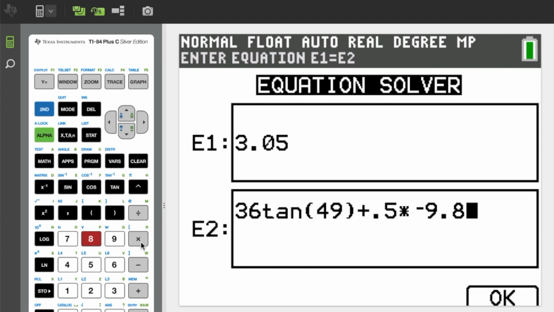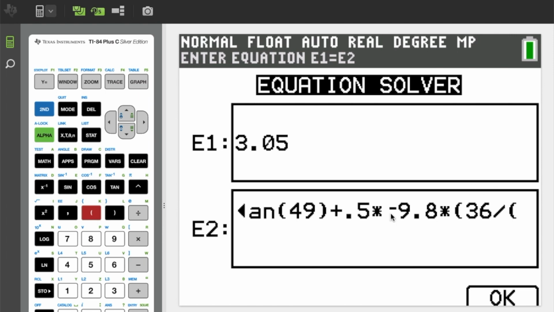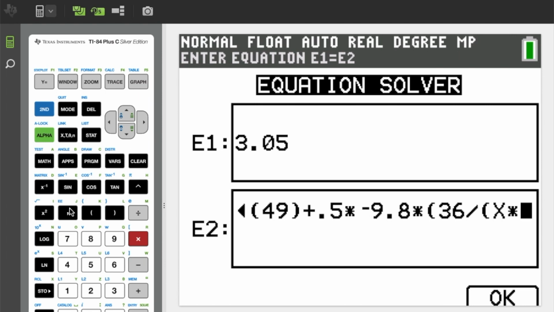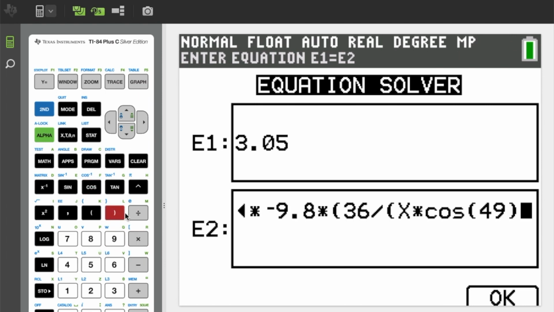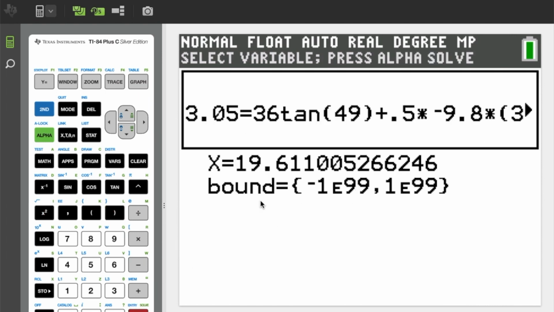And then I have to open up some parentheses here. So this is going to be the big square number. So I open up the parenthesis and I have, what, 36 divided by, now I need another parenthesis for the stuff on the bottom, my variable times the cosine of 49. And then I'm going to close the parenthesis on the 49, close the parenthesis on the denominator here, and I got to close the parenthesis for my square and then hit square. After I'm done with that, I can hit enter or click the OK, that's fine.